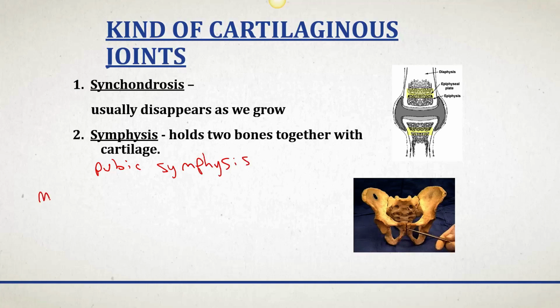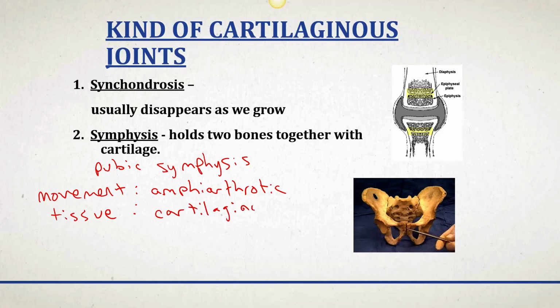the movement is slightly movable or amphiarthrotic. The tissue is cartilage, which we call cartilaginous, and then the specific type is symphysis.